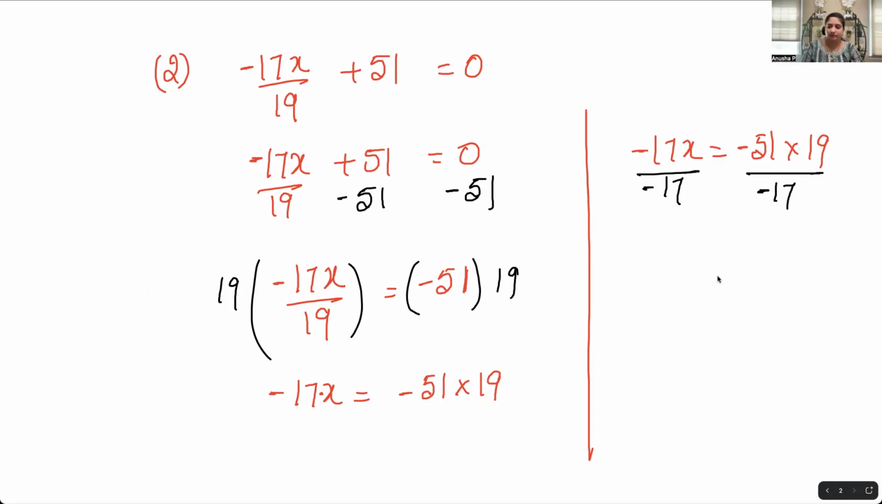So x is equal to 51 divided by 17, which is 3. The negatives will get cancelled. 19 times 3 is 57.